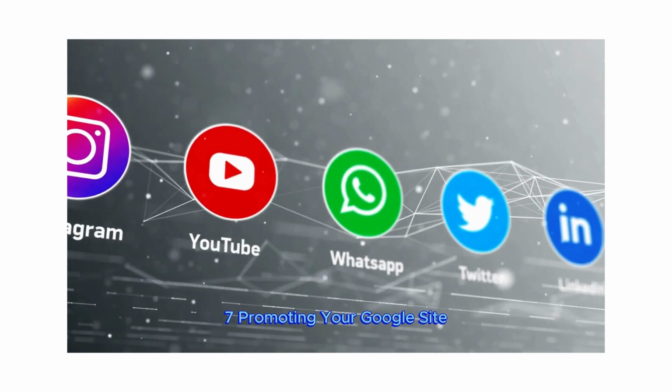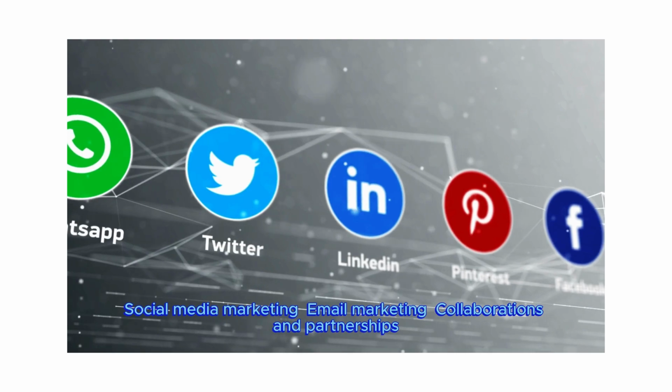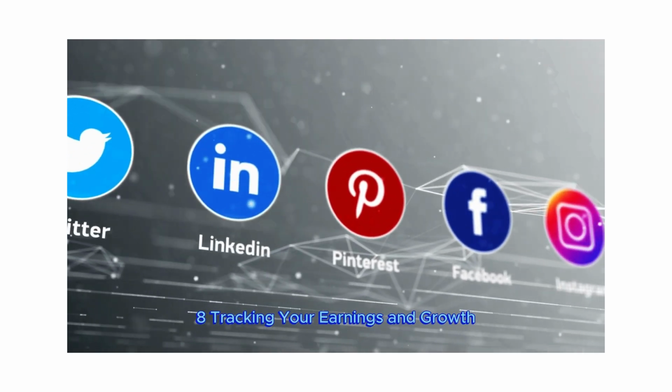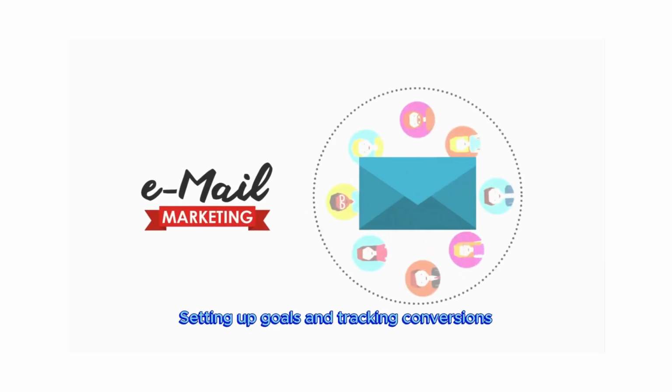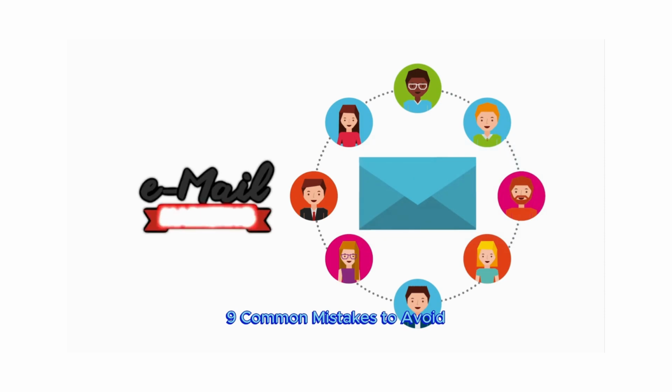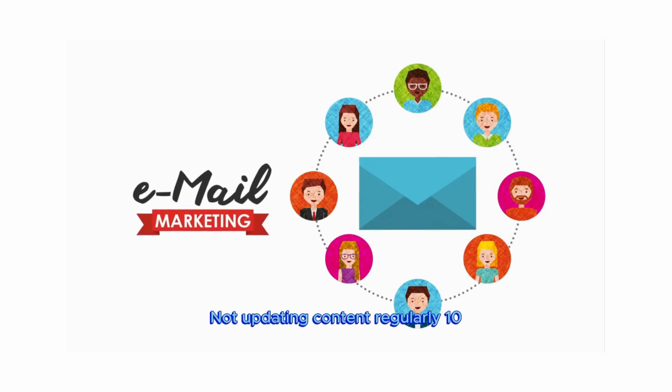7. Promoting your Google site. Social media marketing, email marketing, collaborations, and partnerships. 8. Tracking your earnings and growth using Google Analytics. Setting up goals and tracking conversions. 9. Common mistakes to avoid. Overloading the site with ads, ignoring mobile responsiveness, not updating content regularly.